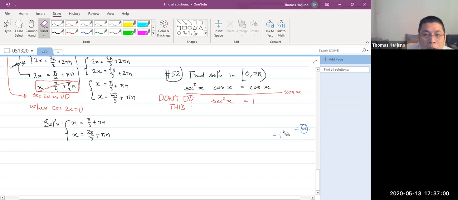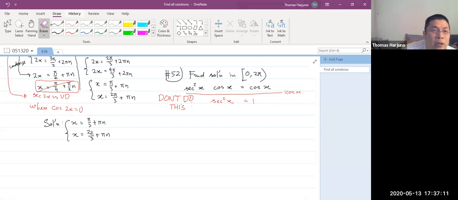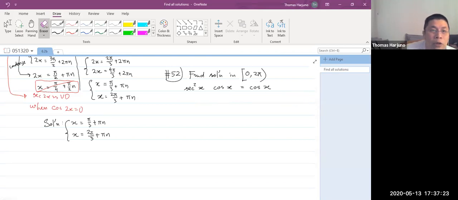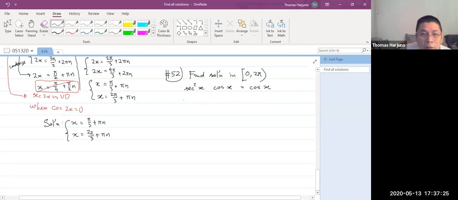If you do the same thing here and divide by cosine x, you may get only 1 or 2 solutions, while there could actually be more than that. So this is not the right way to do it. Do not divide, every time you solve an equation, not only in trigonometry. In general, never divide by an expression that's possibly 0. So how should I solve this, Thomas?